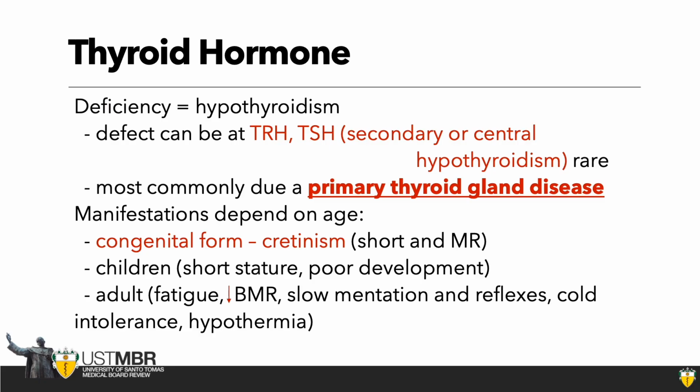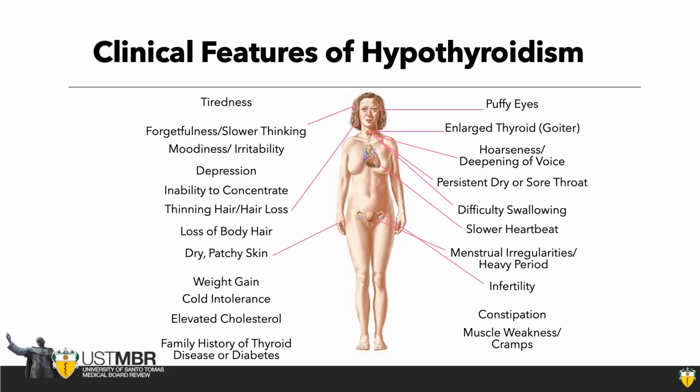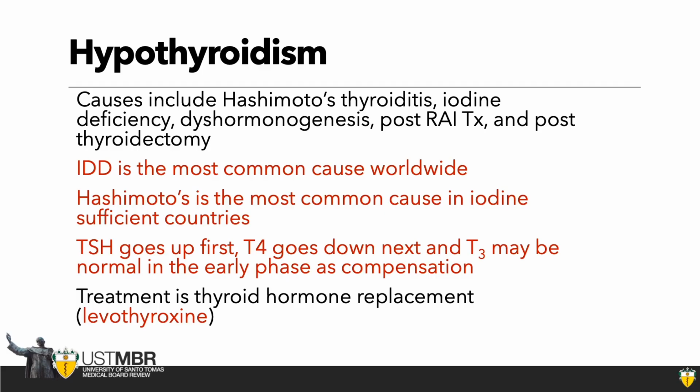And for adults, there's going to be fatigue and decreased metabolic rate, so therefore they gain weight and they're cold. Rather than hyperreflexic, they're hyporeflexic. Menstrual irregularity will happen, infertility will happen, and constipation. Almost everything's the opposite, bradycardia, the opposite of thyroid toxicosis. The treatment is to give levothyroxine, so this is T4.